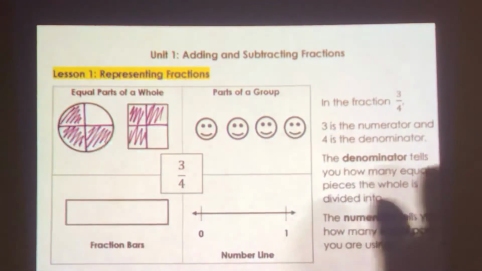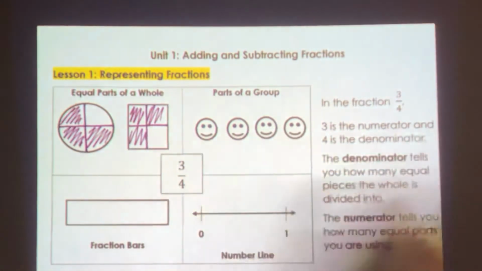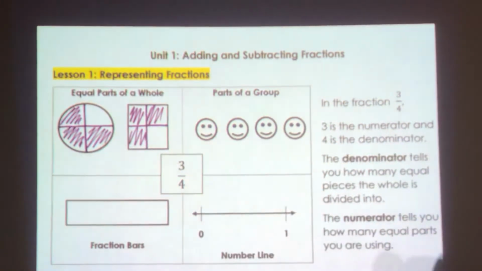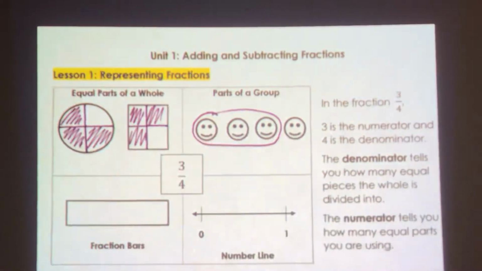You can also represent fractions as parts of a group. So in this, I don't have just one shape. I have 4 little smiley faces. So there's 4 in the group. 3/4 of that group would mean 3 out of the 4. So that's how you would show a fraction as parts of a group.